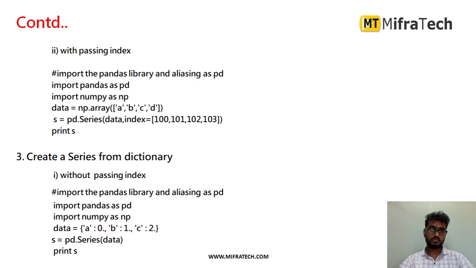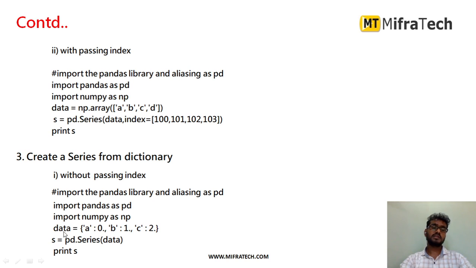Let's first see how to do this without specifying the index, or without passing the index manually. First we have to import the library, that is import pandas as pd, then we import numpy as np. Then we create a dictionary, that is data is equal to, using flower brackets we can create a dictionary. The dictionary contains key value pairs.